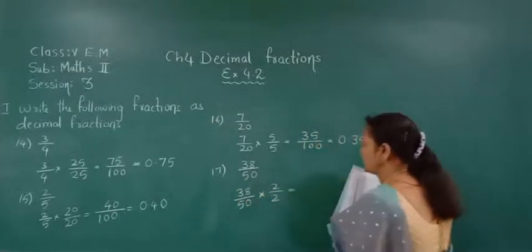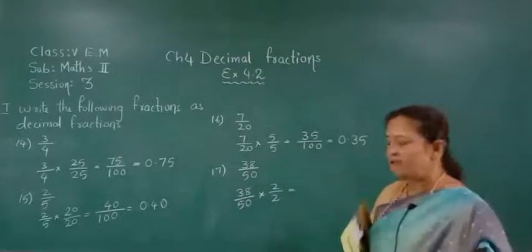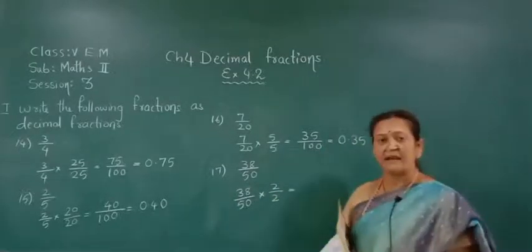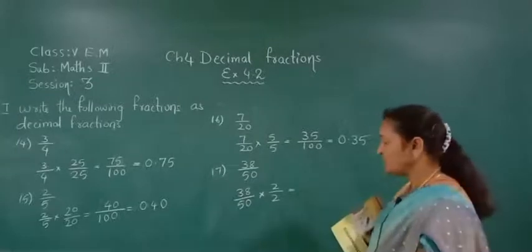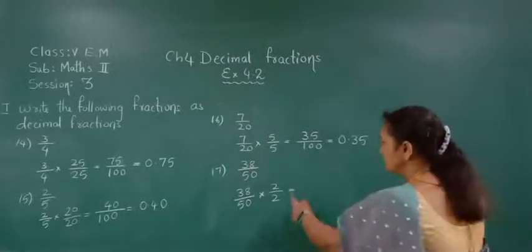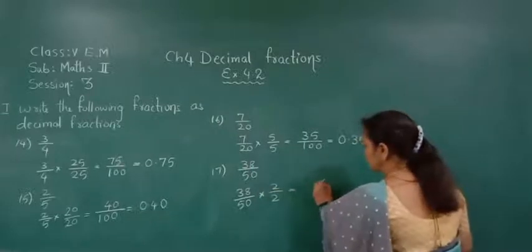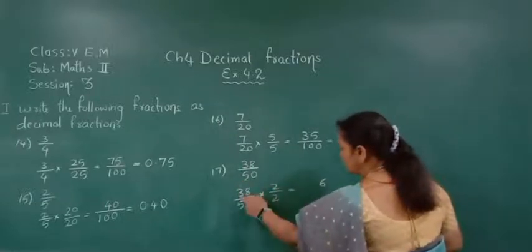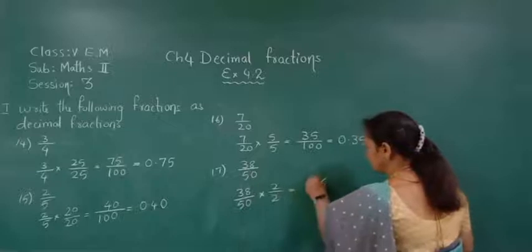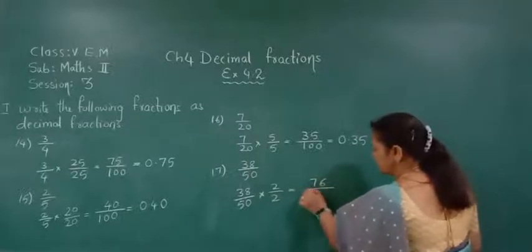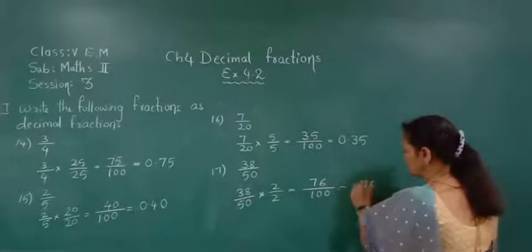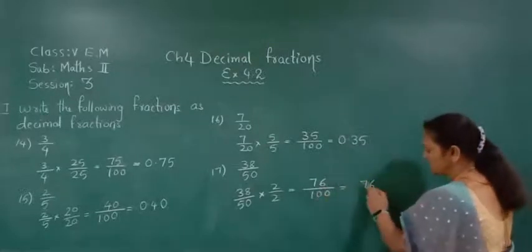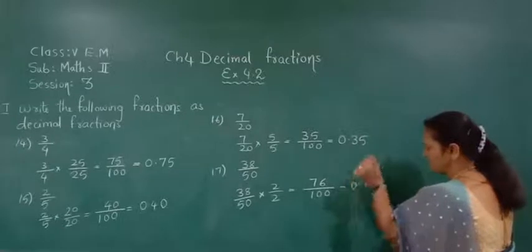So in 50 table we find 52s are 100. So both the numerator and denominator we should multiply by 2. Now here 38 2s are... 2 8s are 16, carry 1, 2 3s are 6, 6 plus 1 is 7. So it is 76 by 100. Now write 76, count 2 digits, and keep the decimal point.